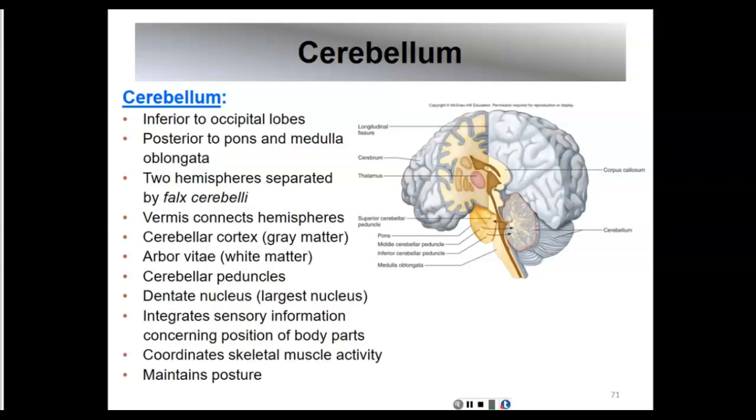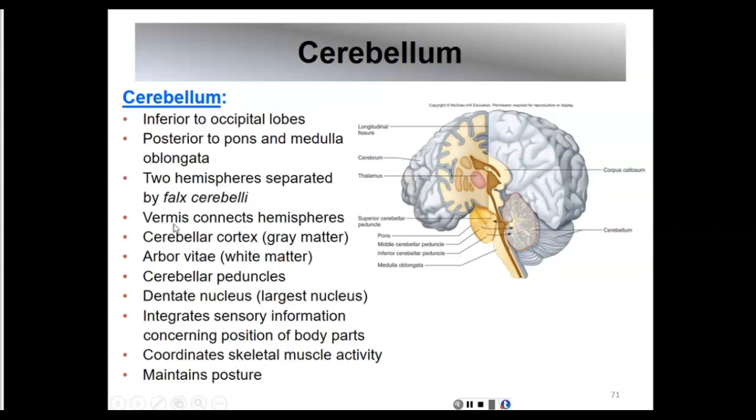Cerebellum. This is that bundle in the back of the head by the occipital bone. There are 2 hemispheres to it also, and it's separated by some meninges called the falx cerebelli. There is gray matter, cerebellar cortex, and white matter, which we call arbor vitae, which is kind of a funny name because that's what bushes are called, arbor vitae, but I think it's named that because it looks like branching like that.